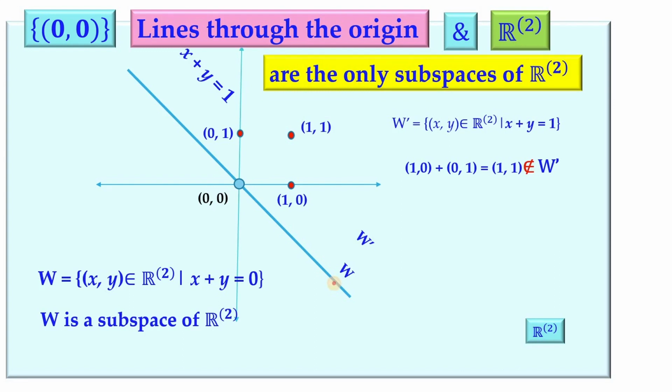On the other hand, if we consider W prime, the collection of all ordered pairs satisfying the condition x plus y equal to 1, then if you consider (1,0) and (0,1), these are two members of W prime, but when we add them up we get the ordered pair (1,1). Obviously it's not a member of W prime, because when we add the components we should get 1 again, but we get 2. So the sum of these two vectors present in W prime is not a member of W prime, and therefore W prime is not a subspace of R2.